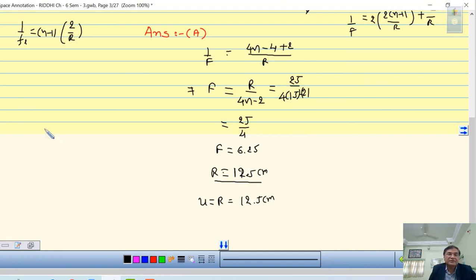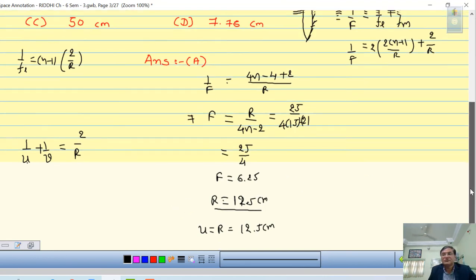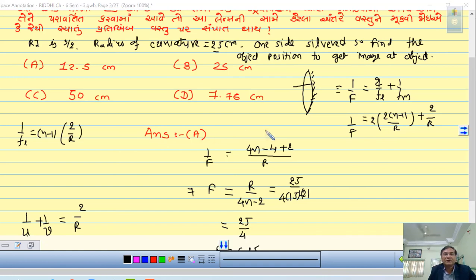Another way is to apply the mirror formula, 1/u plus 1/v is equal to 2/r, and u and v are the same, so you will get this same thing. How much will it come? 12.5. Okay, so this is the correct answer, 12.5, and it is correct.